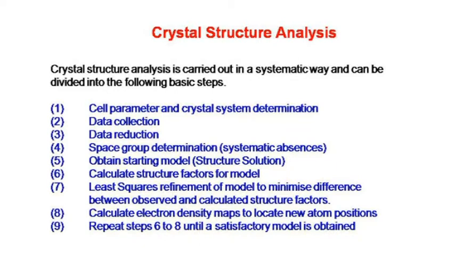We then obtain a starting model. That is the solution, the structure solution. We then calculate structure factors for that model and then perform a least squares refinement of the model to minimize the difference between the observed and calculated structure factors. We then calculate electron density maps to locate new atom positions and then repeat these steps, so 6 to 8, until we get a final model. And that's how single crystal structure determination is carried out.